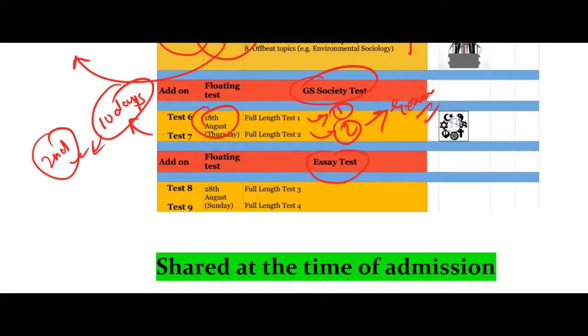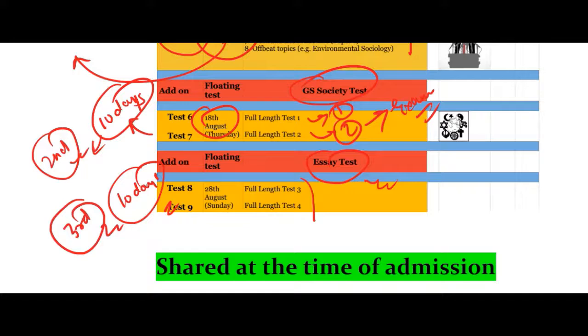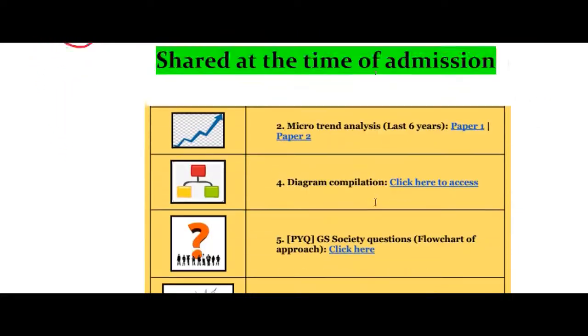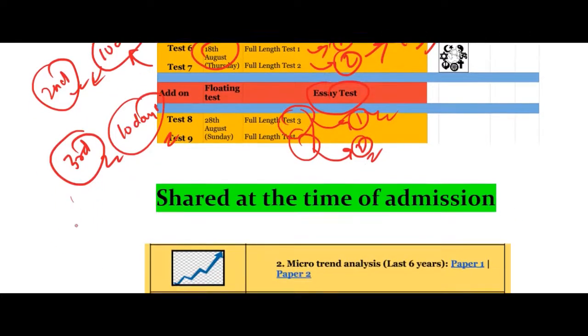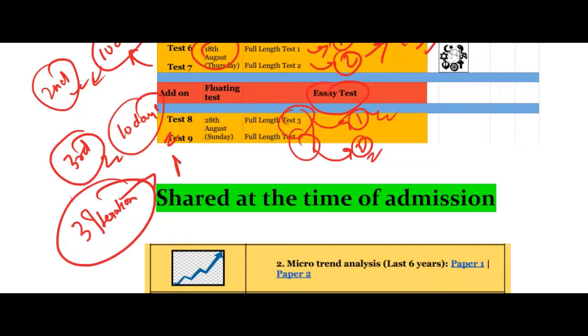Then we have an essay test in between. You can attempt it anytime. It is floating in nature, and then with a 10 days gap again, you have the next set of full length tests that will ensure the third iteration. So again, full length test 3 would be of paper 1 and full length test 4 would be of paper 2. This will ensure that you have completed 3 iterations of your sociology syllabus by the end of August.